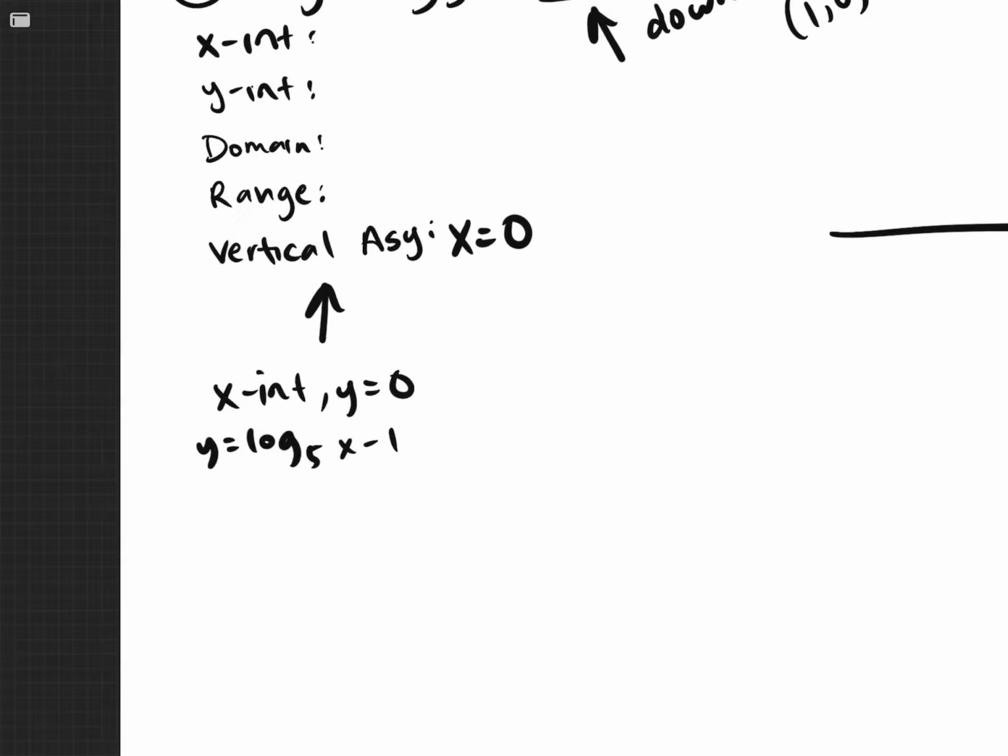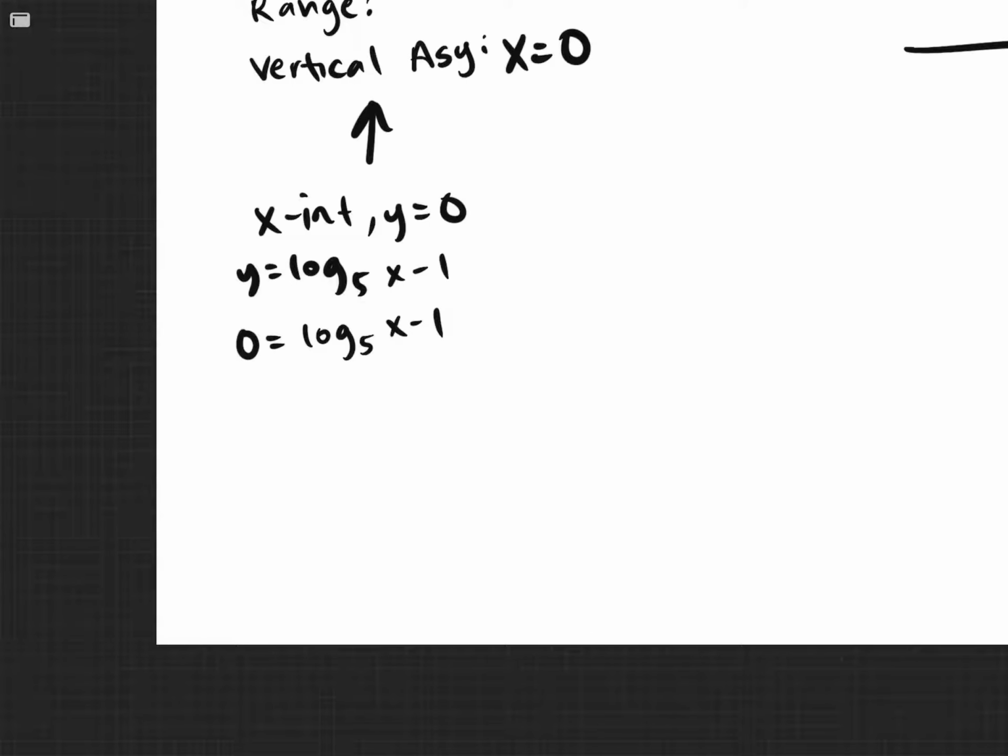Now, to make our graph a little more accurate, we're going to find the x-intercept and the y-intercept. To find the x-intercept, we're going to replace y with 0. So I'm going to take that equation, log base 5 of x minus 1. Where I see y, I'm going to replace it with 0. So we have 0 equals log base 5 of x minus 1. Now we want to solve this for x. The first thing we want to do is move this -1. To move it, we're just going to add 1 to both sides. So we have 1 equals log base 5 of x.